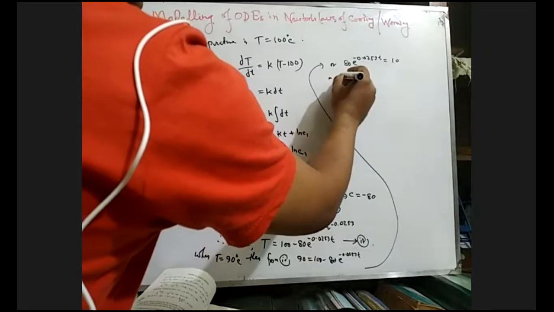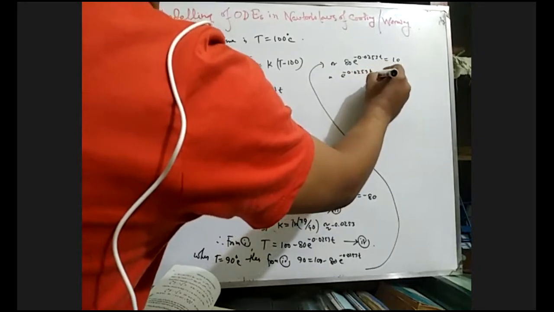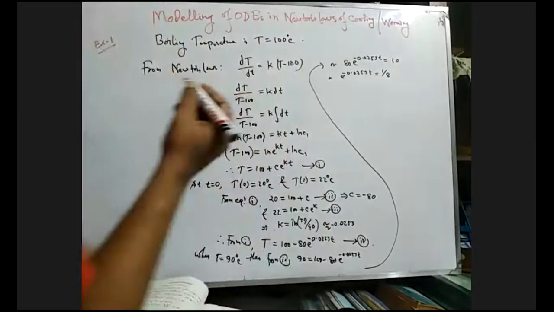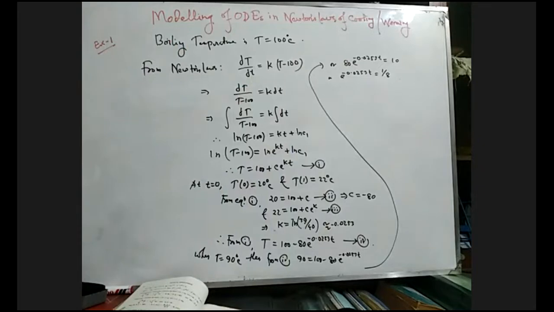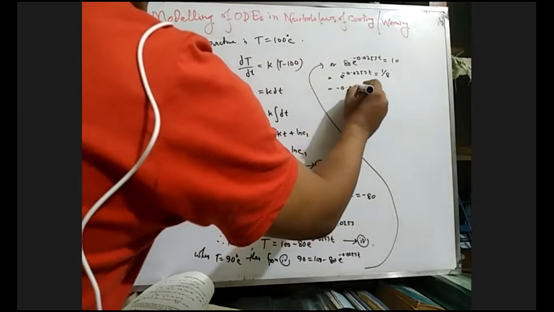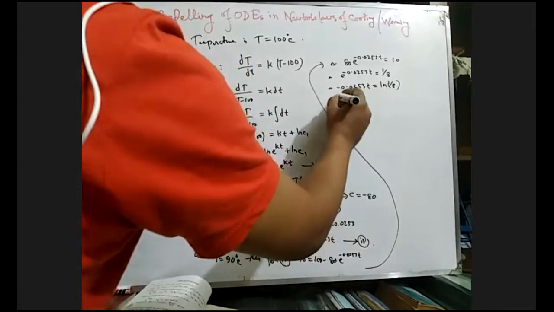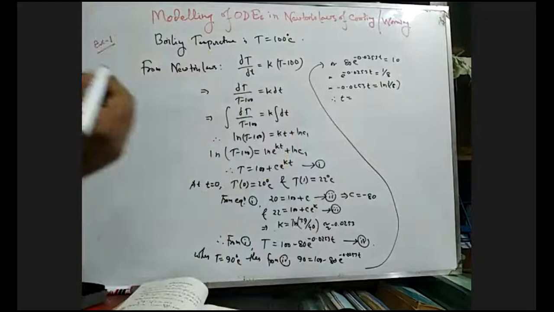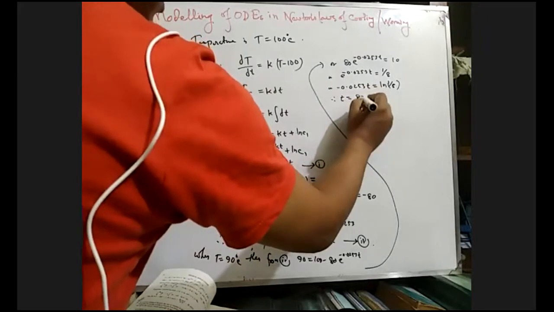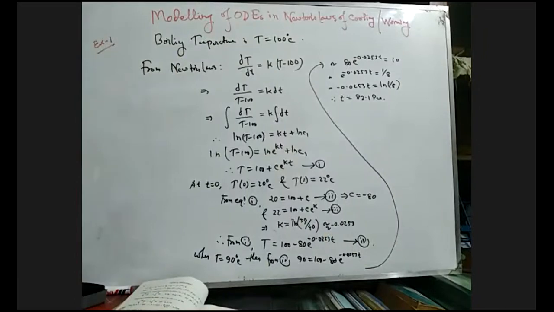Or from here we can find e to the power minus 0.0253 t equals 1 by 8. Taking ln on both sides, minus 0.0253 t equals ln 1 by 8. Therefore, t equals, using the scientific calculator, 82.1 seconds. Okay, time will be in seconds.